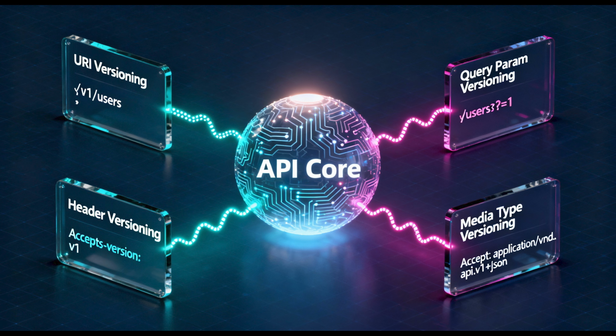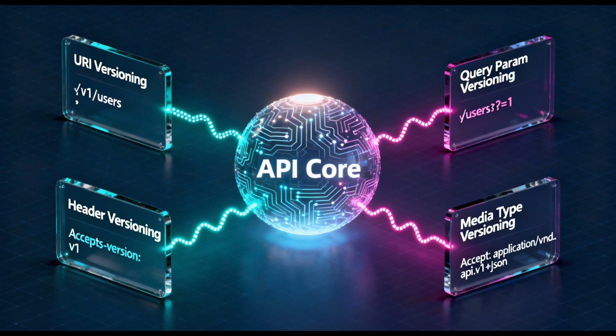Number 2, query parameter versioning. Here you include the version as a query parameter like /api/users?version=2. It keeps the URL cleaner, but is not as standard, and it can be confusing for caching and routing systems.